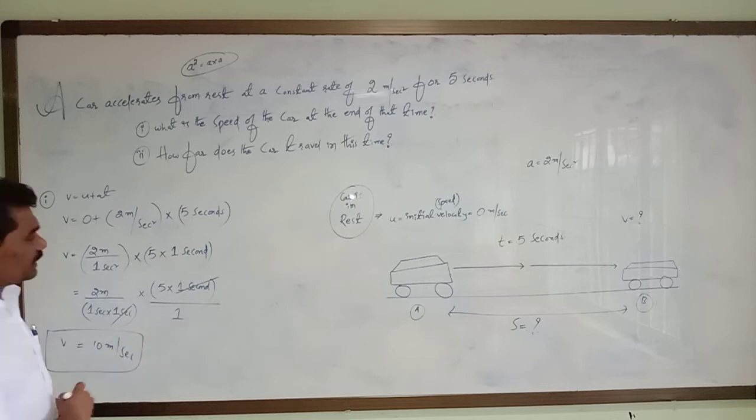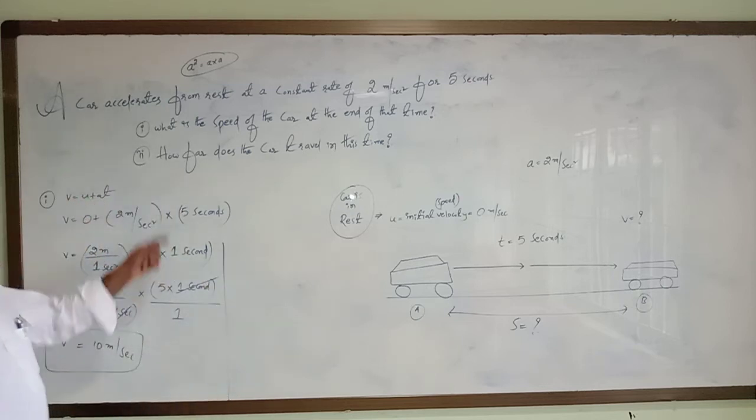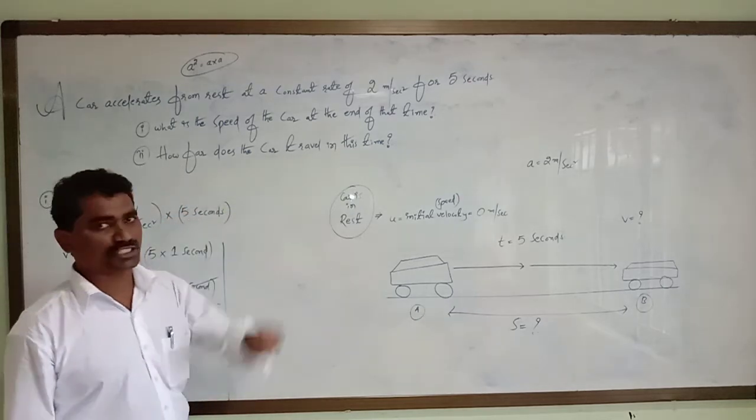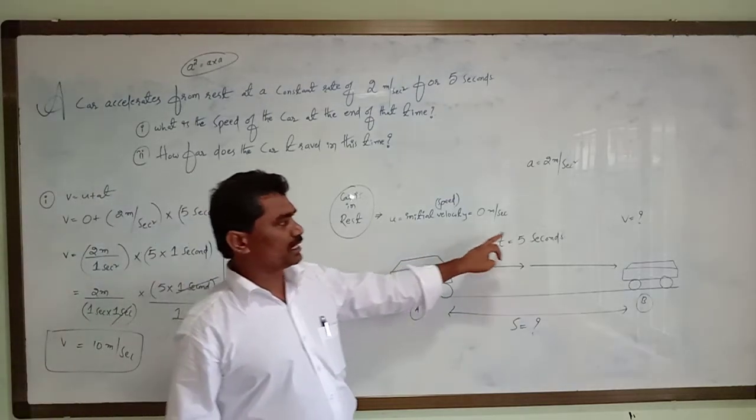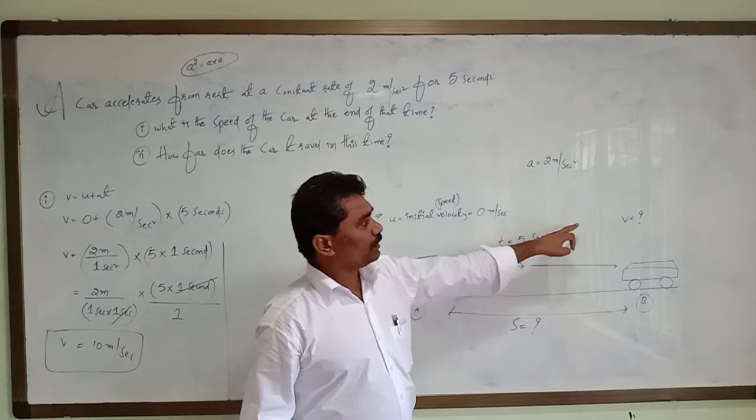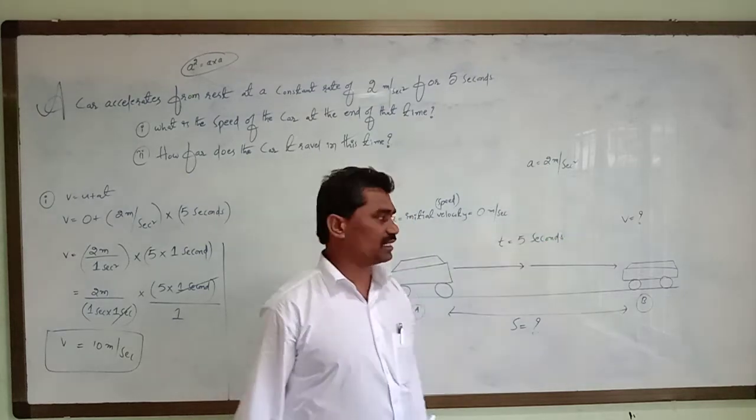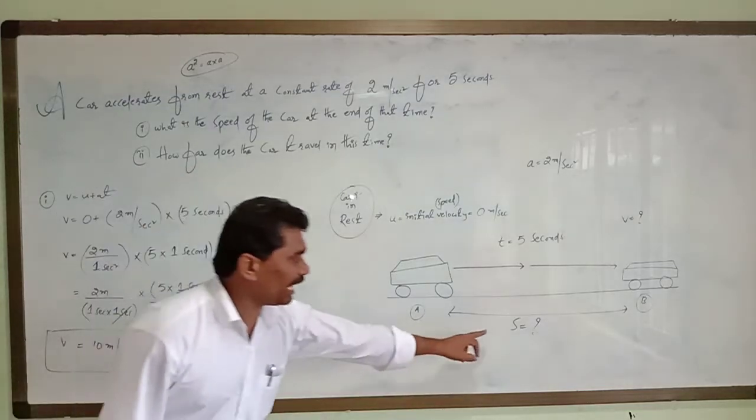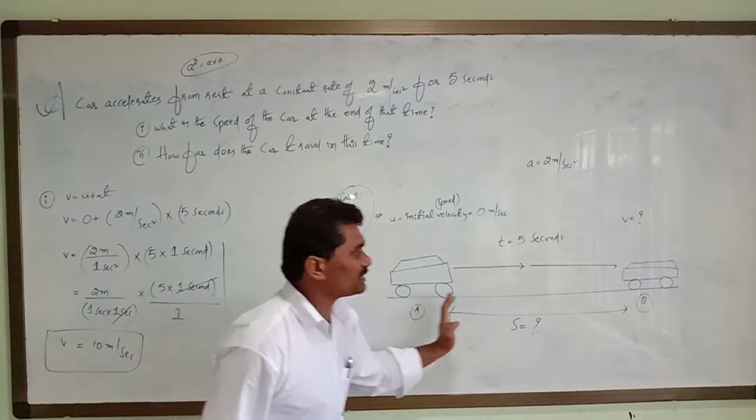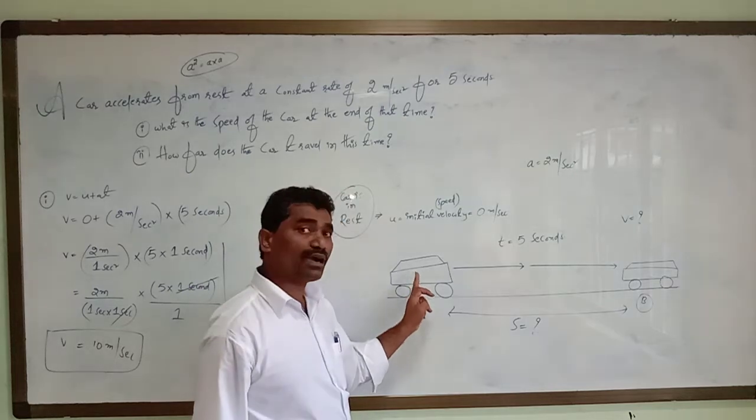So next, another value should also be calculated. How far does the car travel in this time? Here already initial velocity has been given, time was given and the acceleration was given, final velocity we have calculated. So now we are going to calculate distance, how much distance has been covered by the car.